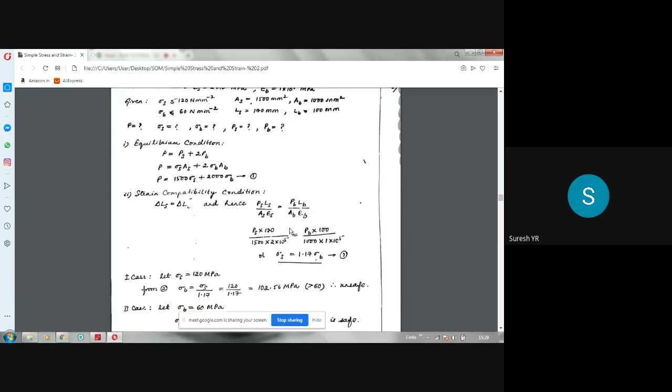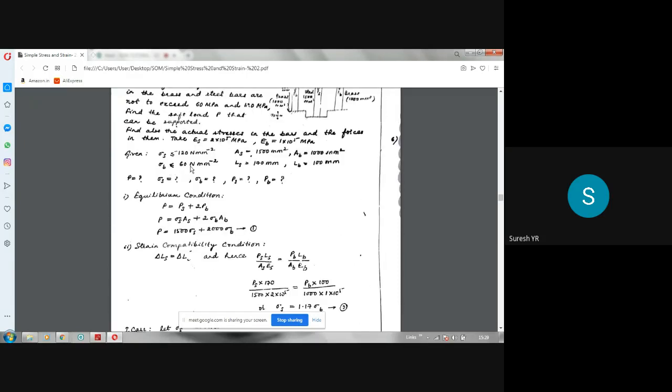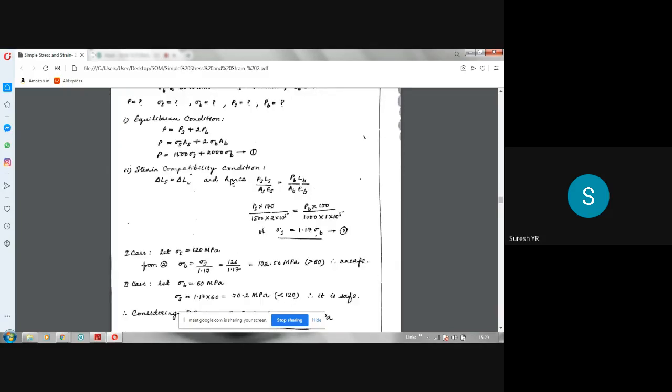But what he has given is, sigma b should be less than or equal to 60. So the maximum value of sigma b is 60 Newton per mm square. But here you are getting sigma b as 102, which is not permissible. It is greater than 60, therefore it is unsafe. Very, very important. The stress in brass bar is exceeding 60, which is not safe. That bar will break.